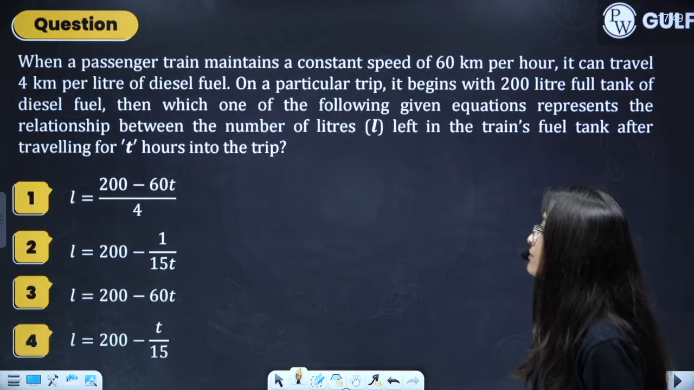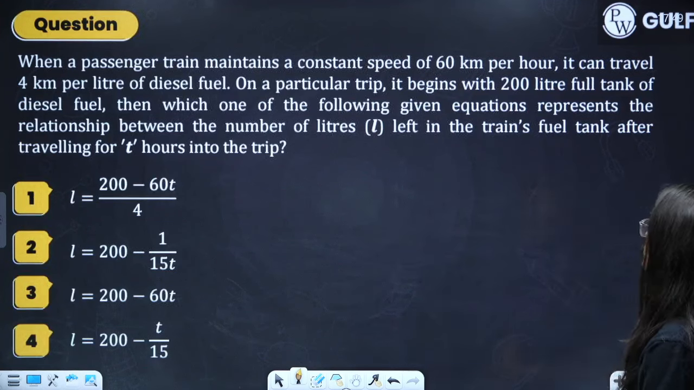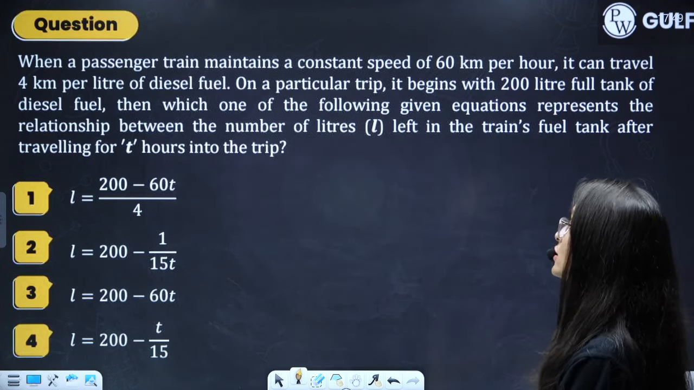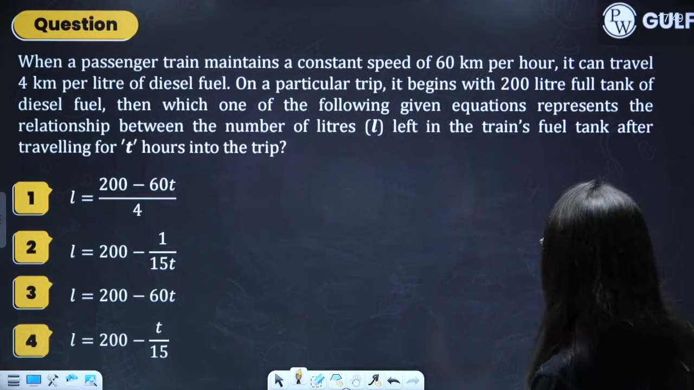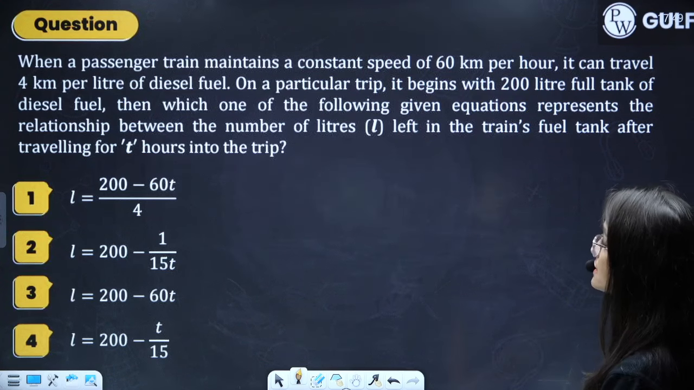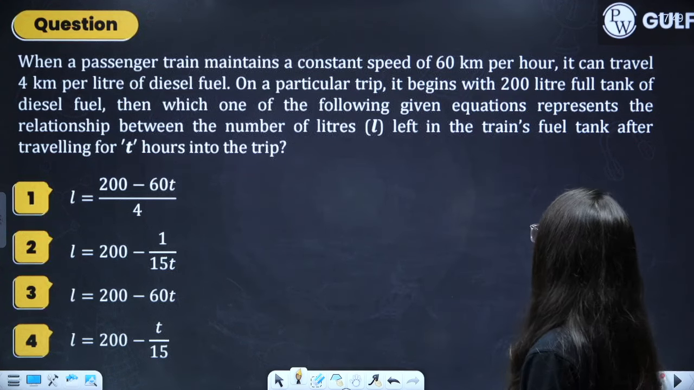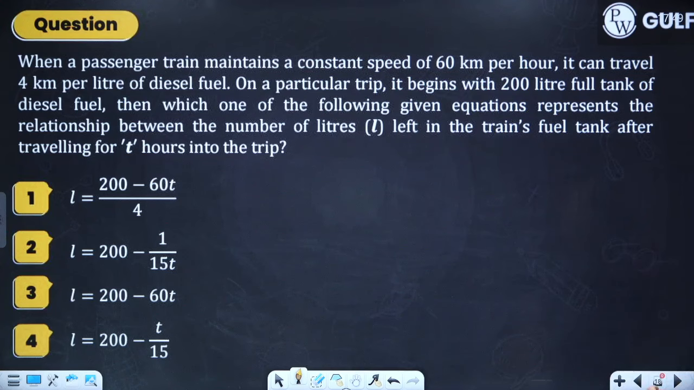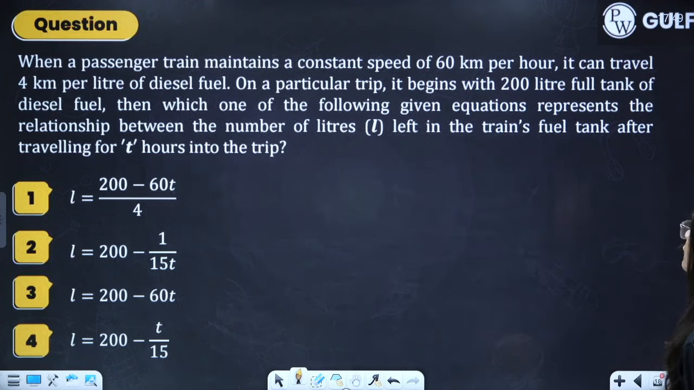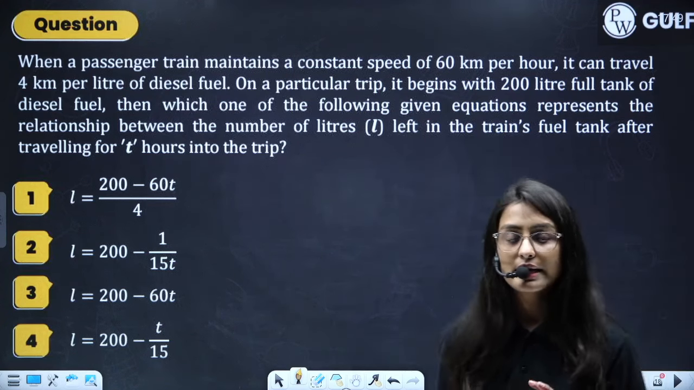Moving further, a passenger train maintains a constant speed of 60 km per hour and can travel 4 km per liter of diesel fuel on a particular trip. It begins with a 200-liter full tank of diesel fuel. Then which one of the following given equations represents the relationship between the number of liters left in the train's fuel tank after traveling for T hours?